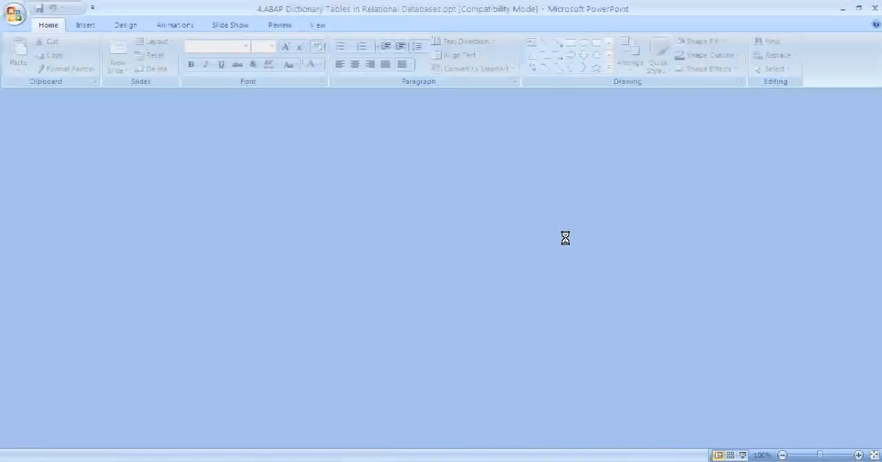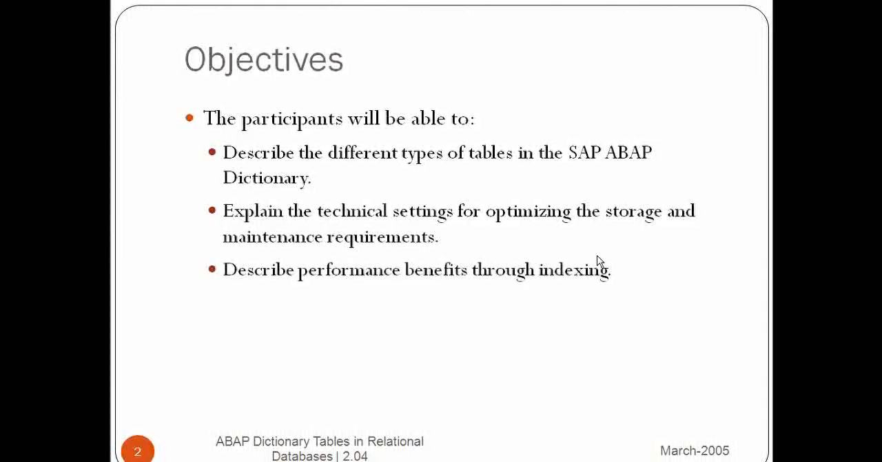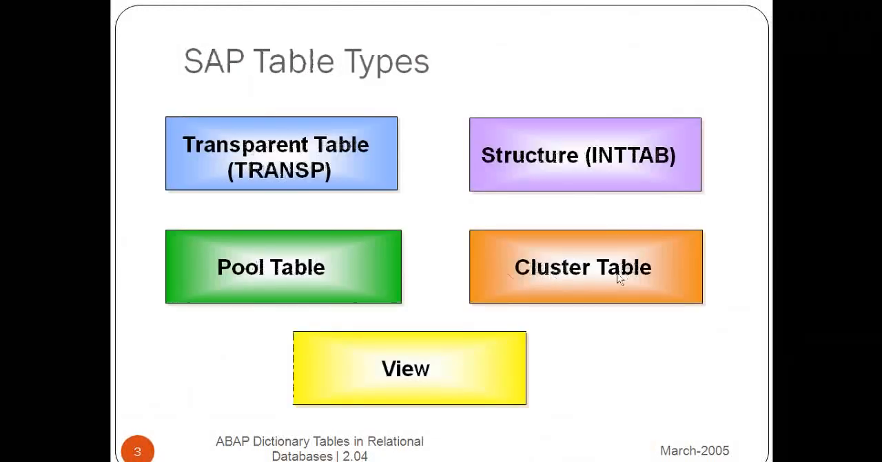Okay, now what next? Dictionary tables in a relational database. What exactly are they? Describe the different types of tables in the SAP ABAP dictionary. Explain the technical settings for optimizing storage and maintaining the requirements. Describe the performance benefit through indexing. Okay, this is also a big slide. Let's start.